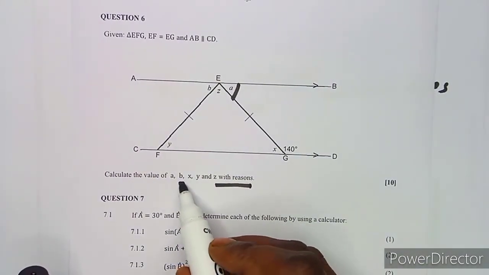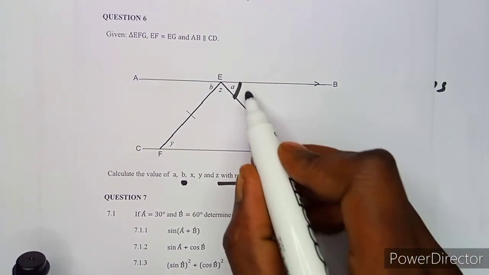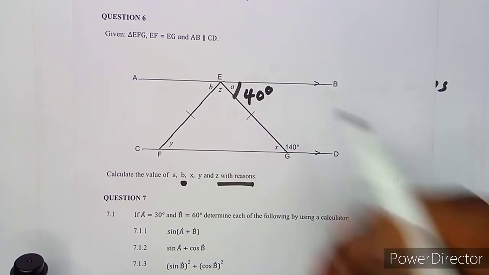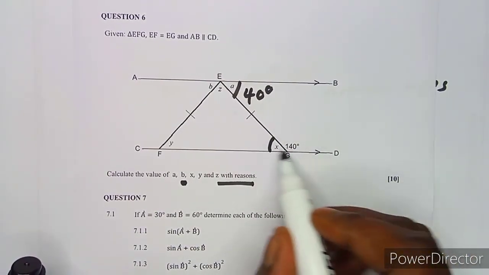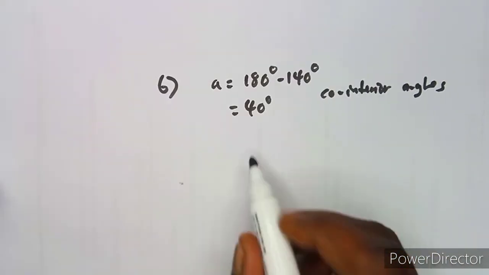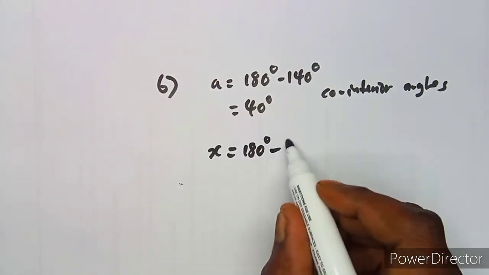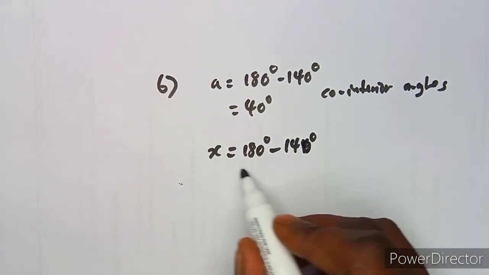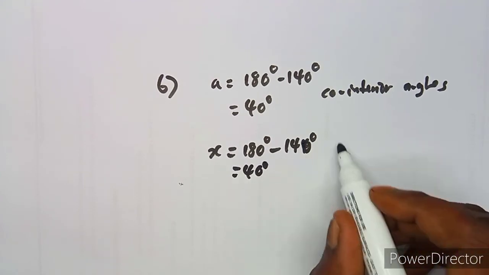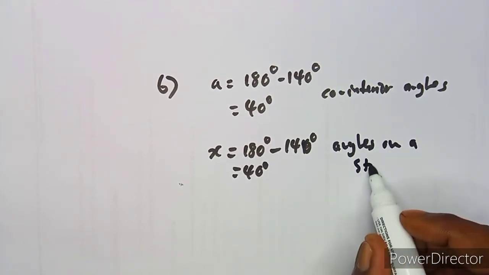All right, then we move on to another one. So this is question 6b. All right, so let's just find what we can find. Okay, so this is 40 here. Okay, let's just put it this way. We can find this x, angles on a straight line. So we can find x is going to be 180 degrees minus 140 degrees again, which is going to give us 40 degrees. These are angles on a straight line.